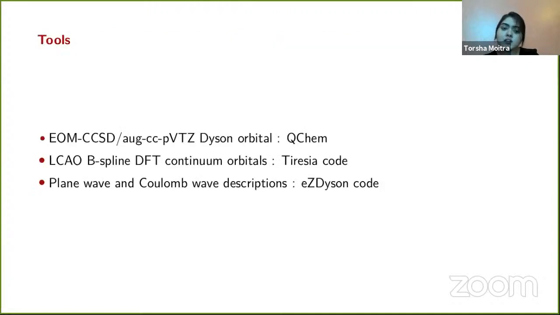The tools that we use include the QChem software, from which we obtain the equation of motion coupled cluster Dyson orbitals, and we have used throughout the augmented cc-pVTZ basis set. All computations using the LCAO, B-spline, DFT continuum orbitals, and later on for the TDDFT continuum orbitals are implemented in the Tiresia code, developed by Professor Piero Decleva, who is also a part of today's audience. And the nice part of it is that this Tiresia code will be soon open source. For all plane wave and Coulomb wave descriptions of the continuum, we use the ezDyson code.